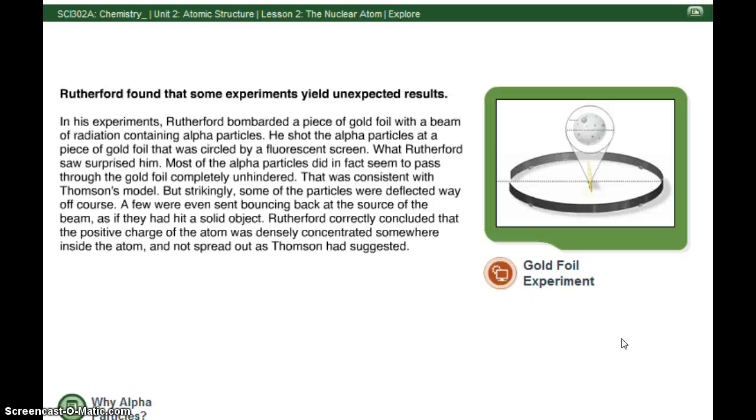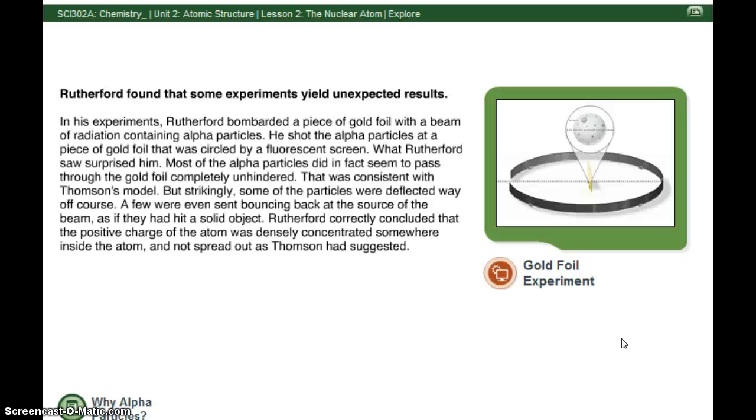Most of the alpha particles did in fact seem to pass through the gold foil completely unhindered, so they just went straight through, no big deal. That was consistent with Thomson's model, but strikingly, some of the particles were deflected way off course. A few were even sent bouncing back at the source of the beam, as if they hit a solid object.